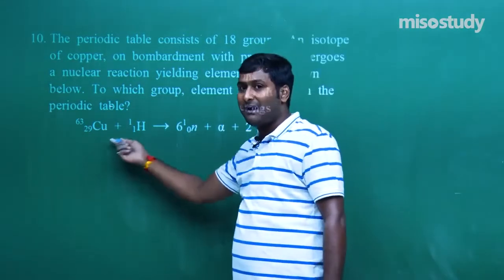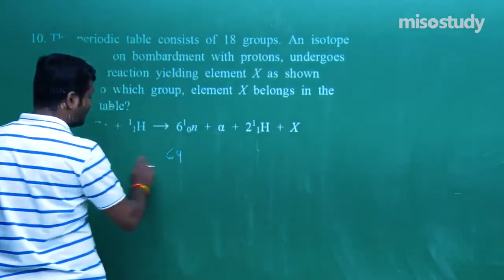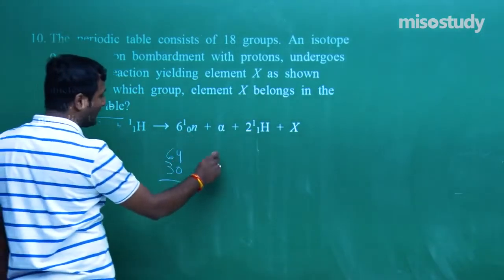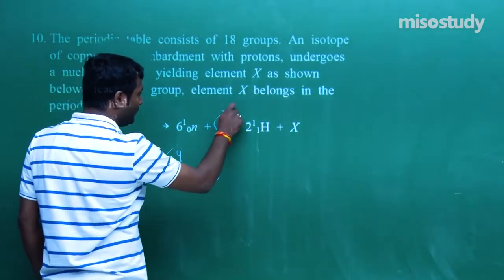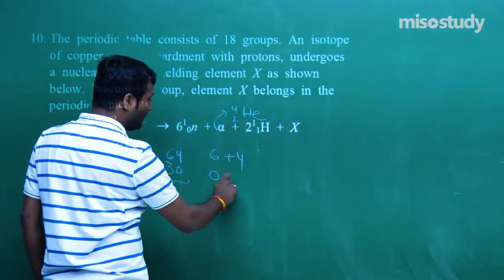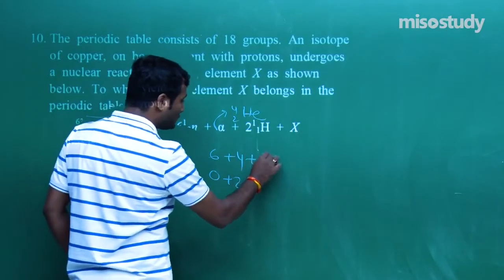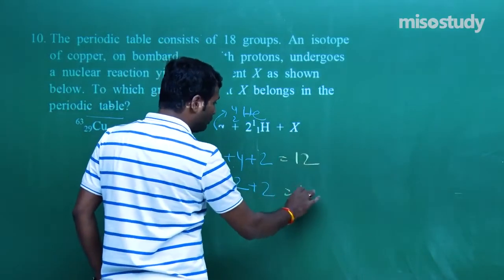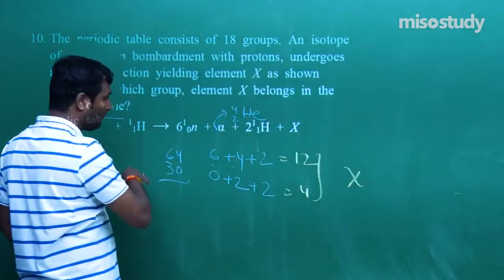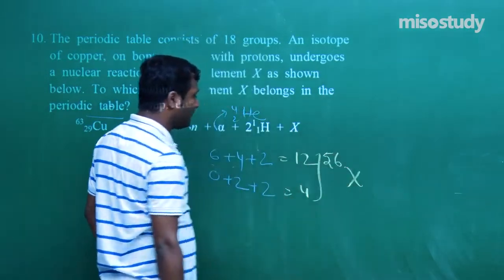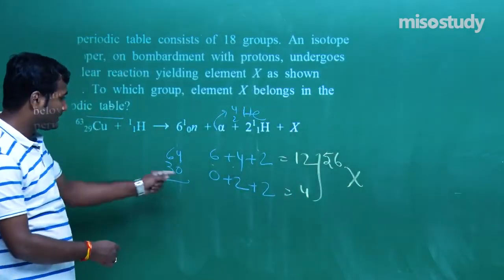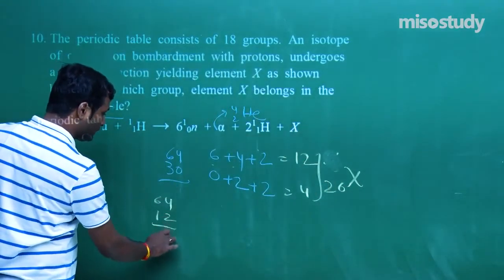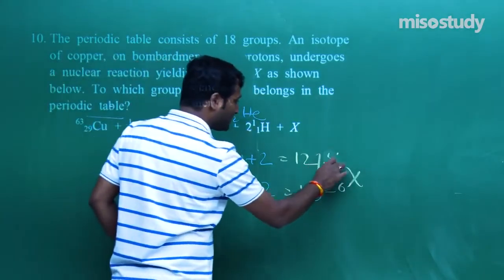Look, on the left hand side there is 63 plus 1, total 64, and 29 plus 1, that is 30. Now here 6, and 0. Alpha we know is 4 and 2 He. 6 plus 4, 0 plus 2, balancing. Now add them: 6 plus 4 plus 10, that is 12, and 2 plus 2, 4. So X will have 64 minus 12, that is 52, and 30 minus 4, that is 26. Am I right? That is 52.